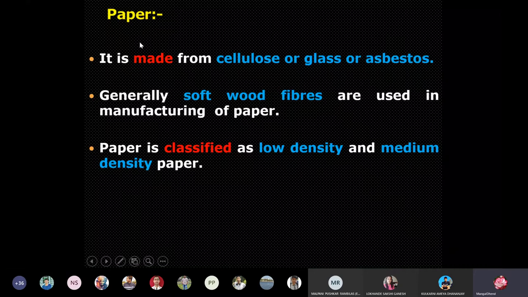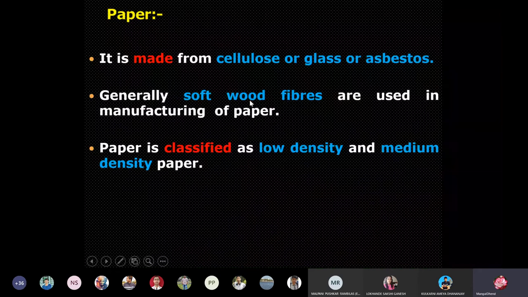But generally papers are made up from cellulose. Yesterday we saw cellulose or glass or asbestos. If paper is made up of glass and asbestos, definitely its breakdown voltage, breakdown strength will be higher. Then generally softwood fibers are also used for paper. You know how newspapers are made. They are made from trees also. Recycled papers are also there. So wood fiber is also used for making paper.